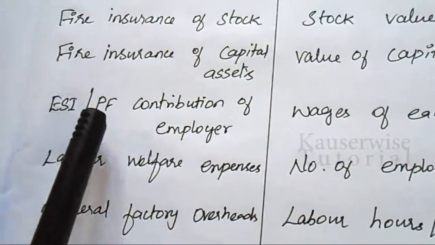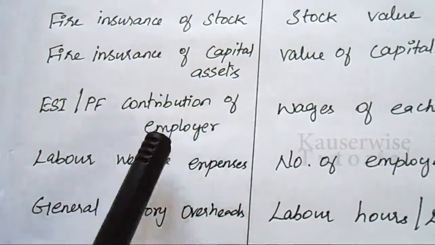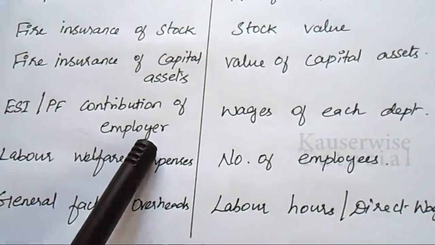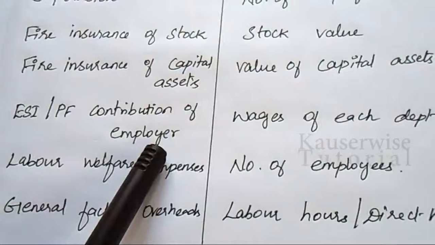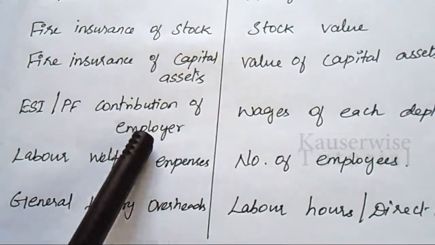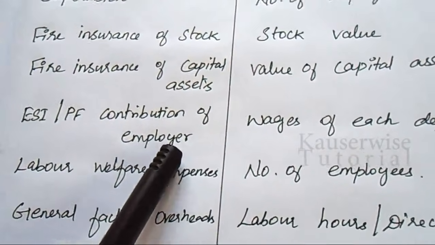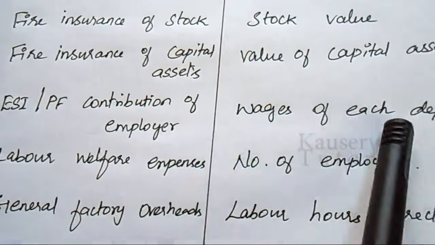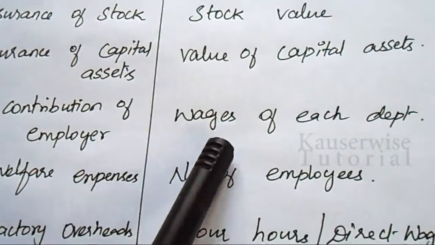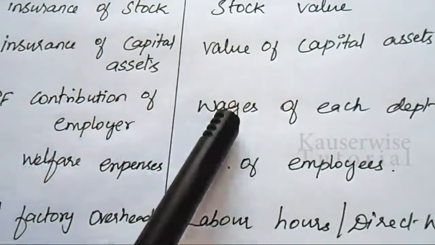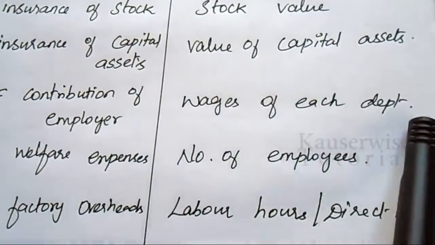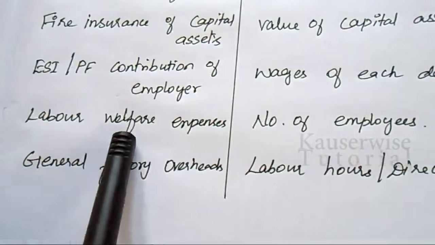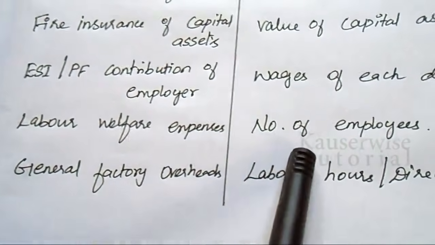Then ESI or Provident Fund contribution of the employer. There are two types of contribution. One is the employee's own contribution, another is the employer contribution. The employer contribution is an expense for the organization, so it will be apportioned based on the wages of each department, not based on the number of employees, because this contribution is based on wages. Then labor welfare expense will be apportioned based on the number of employees.